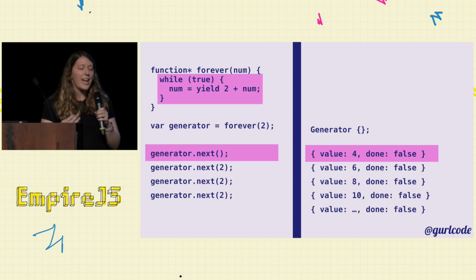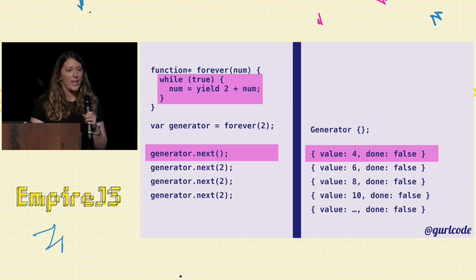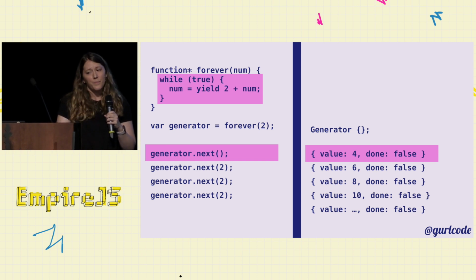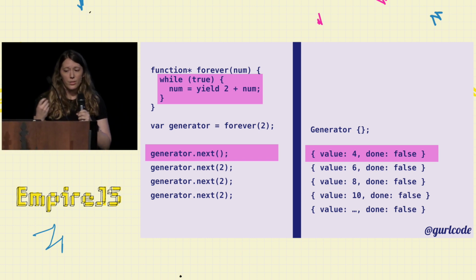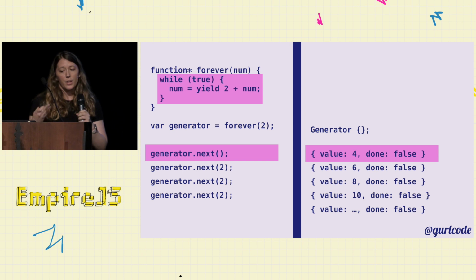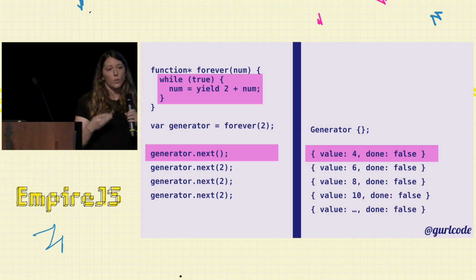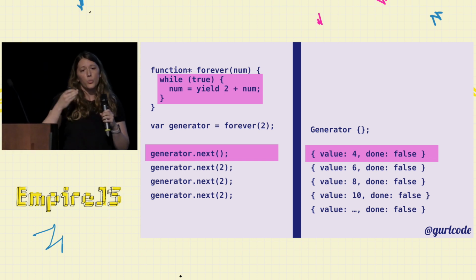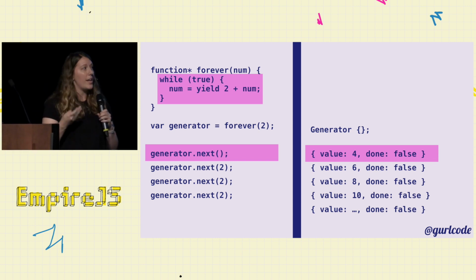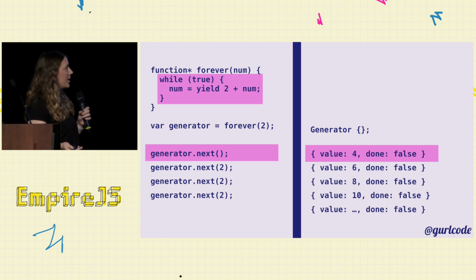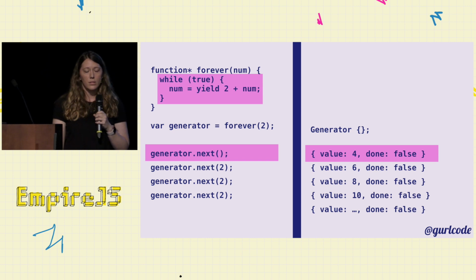But with a generator, this actually isn't an infinite loop because it has the yield keyword in it. And so we're actually going to be pausing an infinite loop. So when I call next, I'm going to get value 4 done false. And that's because yield is going to pause the while loop. And then it's only going to resume again when I call next. And I can keep calling next for as long as I want, and it will keep returning values to me.